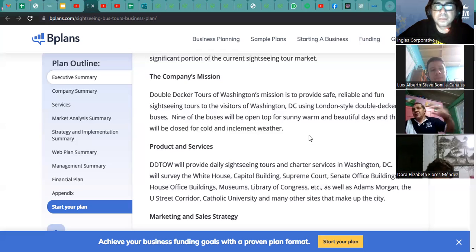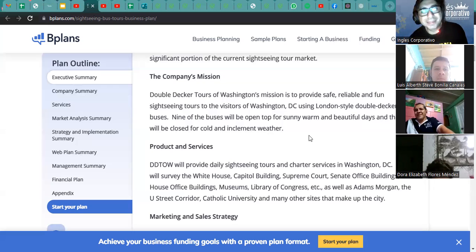You can see if you are in a high place, you can see many things more than on the first floor of the bus. And there it is important. I don't know what the weather is like in Washington, but I see there are many sunny days, or they have more buses for sunny days than for the cold and inclement weather. Perfect. So yeah, it seems that is the idea, and it's very interesting.